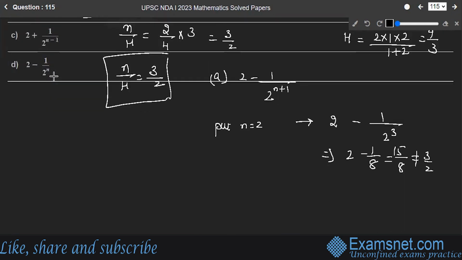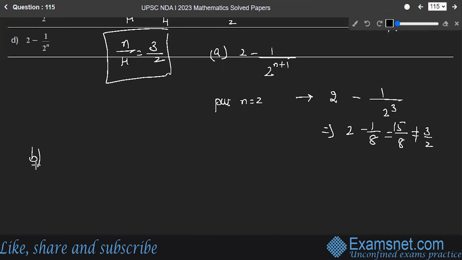Let's go with the second one. 2 minus 1 upon 2 raised to power n minus 1. So let's put n is equal to 2 here. You will have 2 minus 1 upon 2 raised to power 1. That is equal to 3 by 2. So that's it. We got our answer.